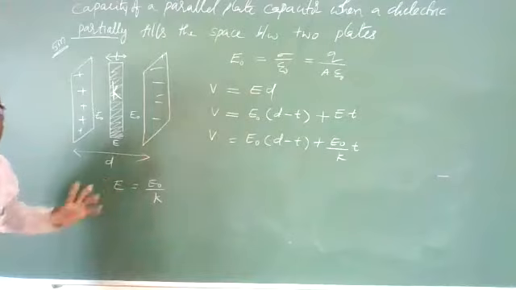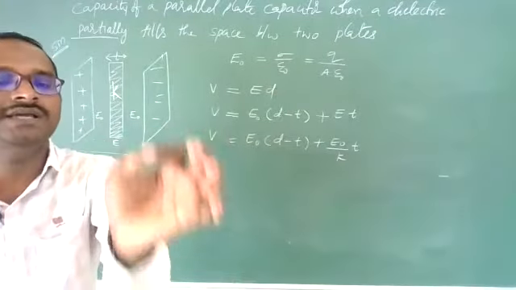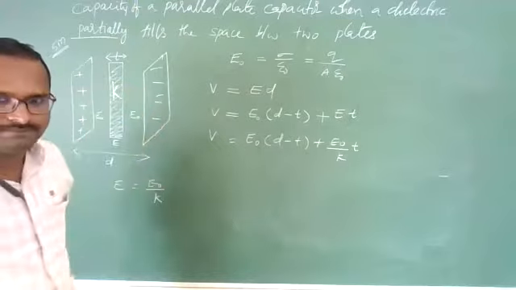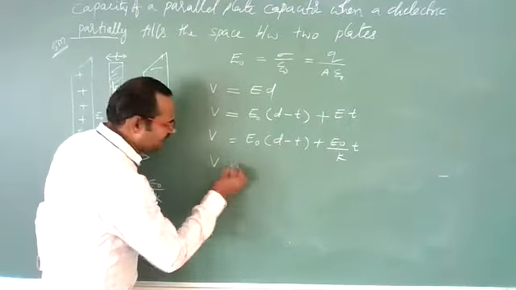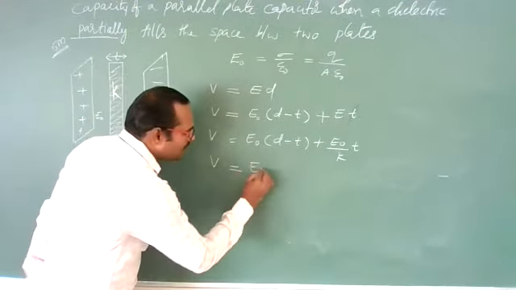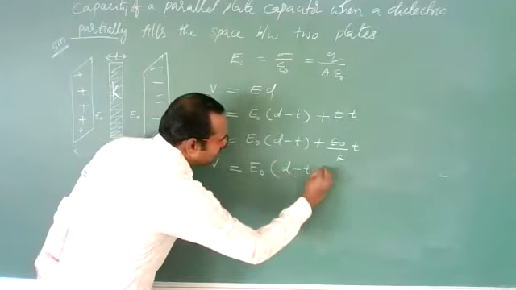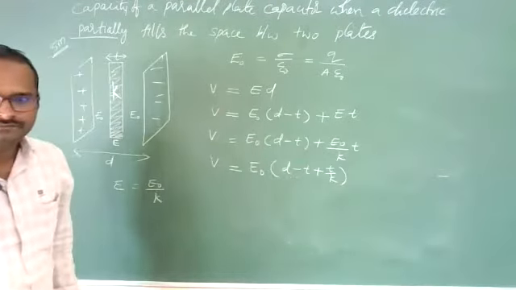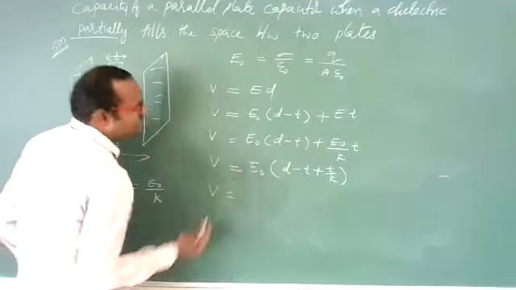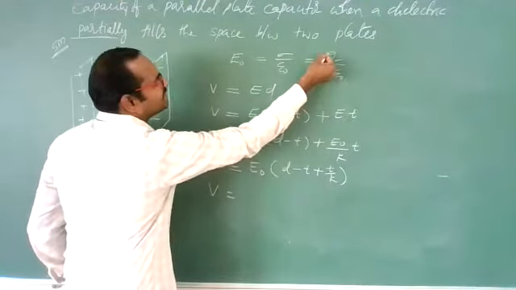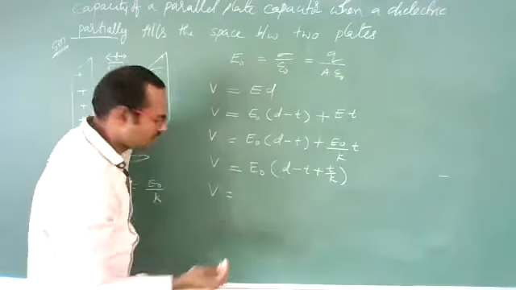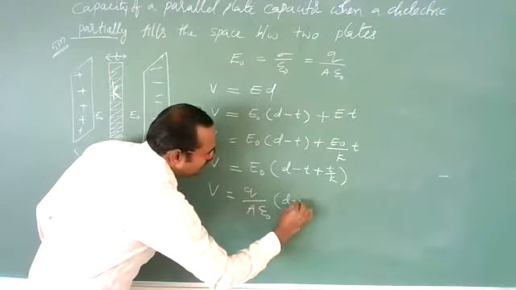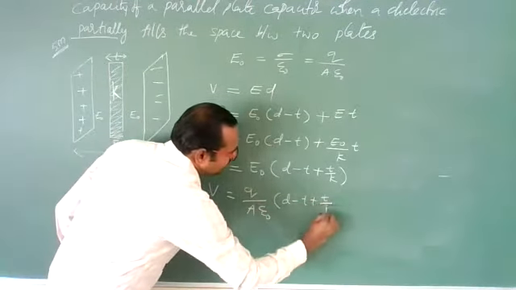Because E is E naught by K, the electric field due to the dielectric material. I hope you are understanding clearly. Now the voltage between these two plates can be written as E naught into d minus t plus t by K. What is E naught? E naught is nothing but Q by A epsilon naught. So the voltage is Q by A epsilon naught into d minus t plus t by K.